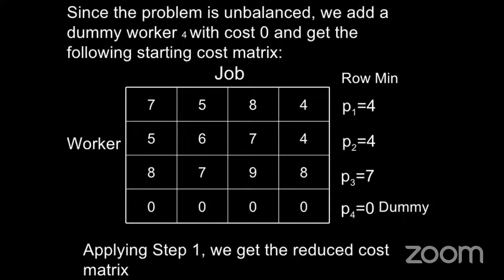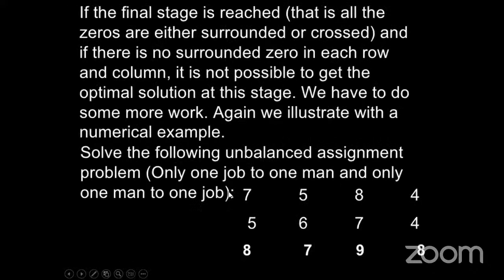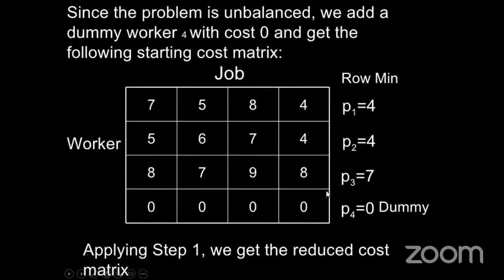This is another one which is unbalanced. Solve the following unbalanced assignment problem. Only one job to one man, only one man to one job. Here there are 3 rows but 4 columns. This is normally called unbalanced in assignment. To make it balanced, we need to add one more row with dummy values. So here is the cost matrix: there are the 3 rows given to us, and one extra dummy row we added.